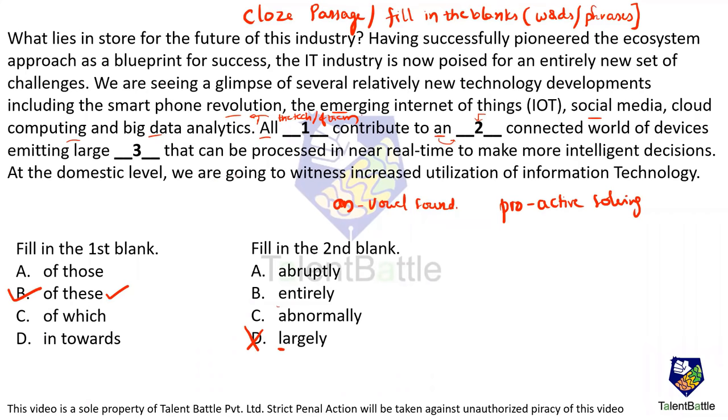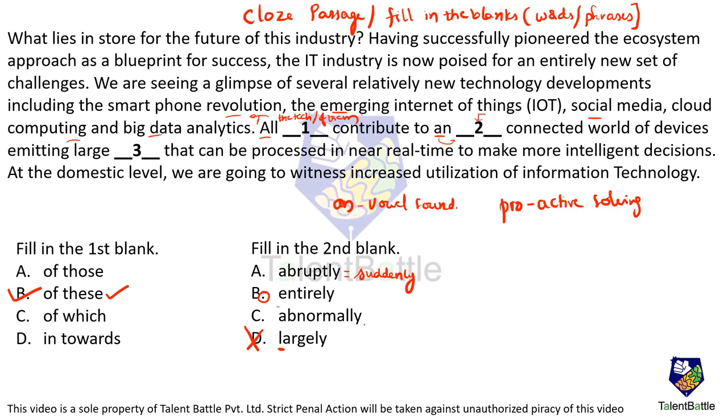So if you are well aware of the meanings, it would be easier, right? Now, abruptly means suddenly. So can I say contribute to a suddenly connected world? No, it is not such a word which can fit in the blank. Now, I can say entirely connected world of devices, because all of these contribute to an entirely connected world, right? It talks about the whole world. So that means option B is better than A.